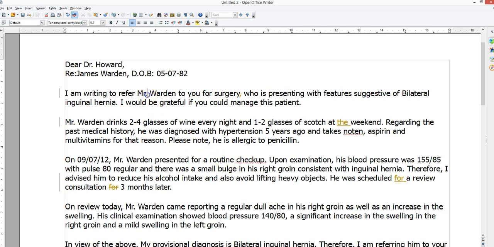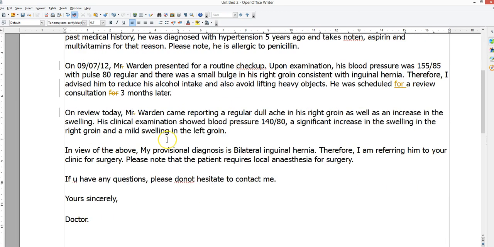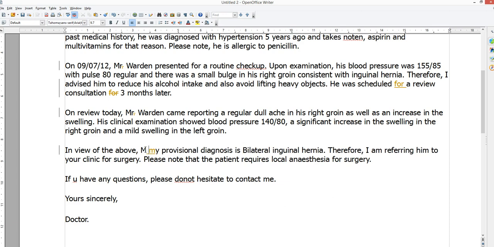Another point, I've just noticed: we don't need a period after Mr. No, you don't need it. You only need it if the word is an abbreviation of something else, like professor or admiral or superintendent or something such as that. We've posted this many times in the group. If it's a simple Mr. or Mrs. or Miss, you don't need a period after it, only if it's an abbreviation. Okay. "Mr. Warden came reporting a regular dull ache in his right groin. There was an increase in the swelling, blood pressure." Don't need the capital there. Okay.